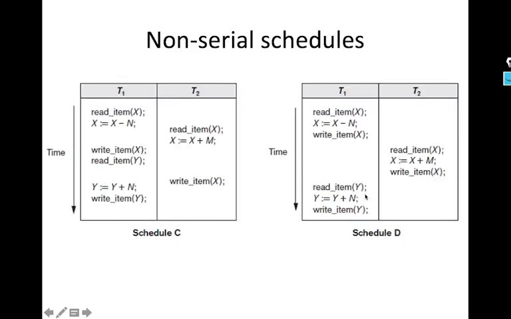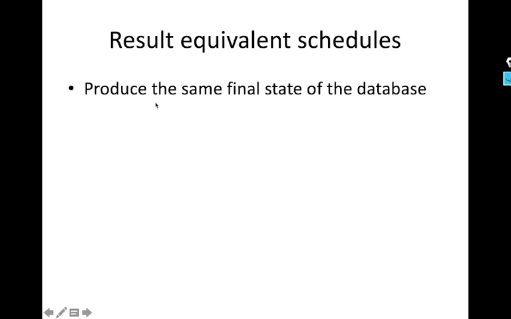So this schedule D is known as a result equivalent schedule, because the final result is equivalent to that serial schedule. So if they produce the same final state of the database, then we call them result equivalent schedules. So schedule D is a result equivalent schedule because the final output is the same as that of some serial schedule. So it is result equivalent to that serial schedule.